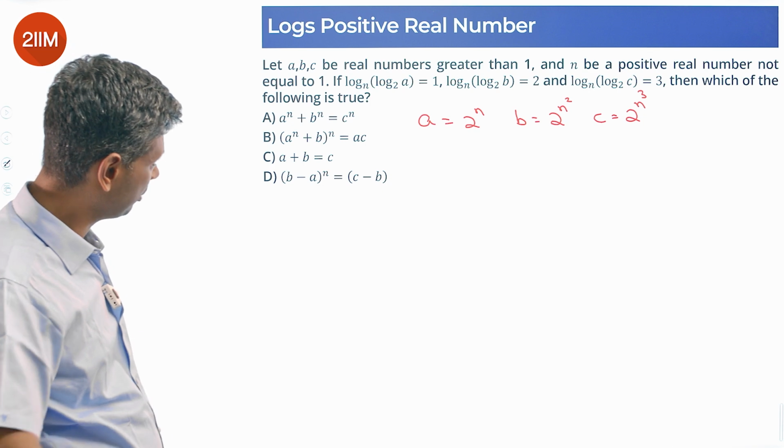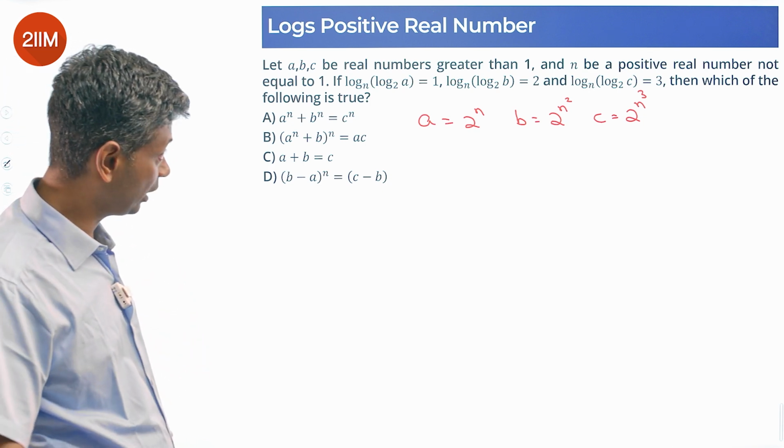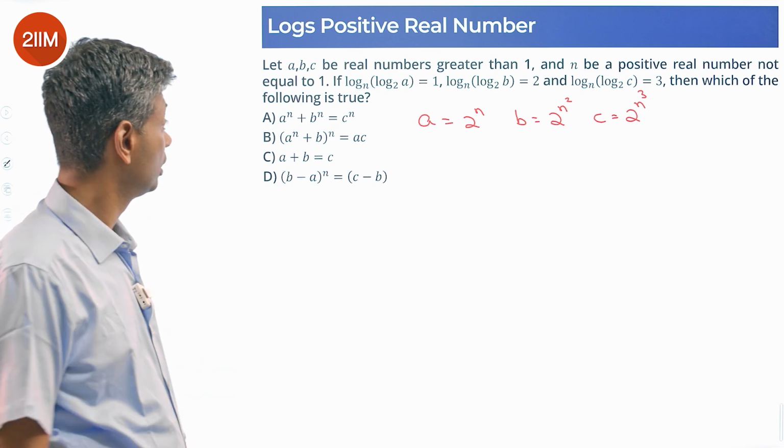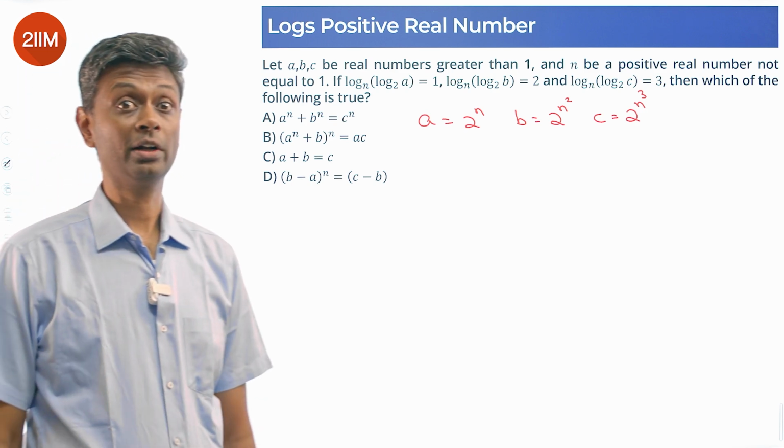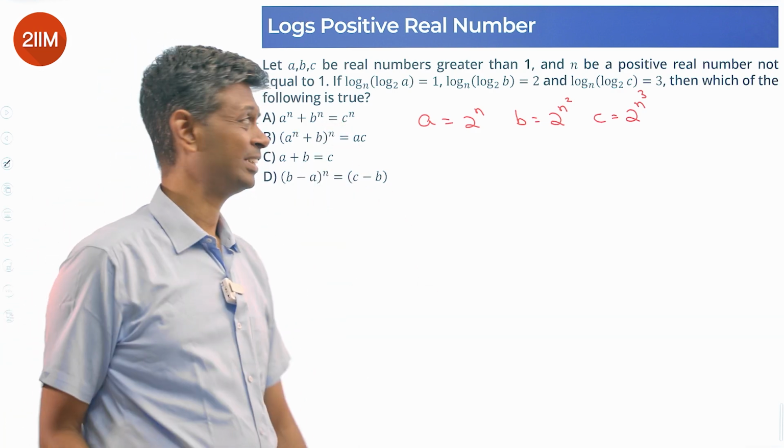a power n plus b power n equal to c power n, not a chance. a power n is 2 power n whole power n, 2 power n square. b power n is 2 power n square whole power n, 2 power n cube. c power n is 2 power n cube whole power n, 2 power n power 4. Doesn't work.